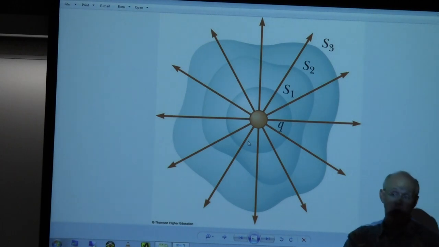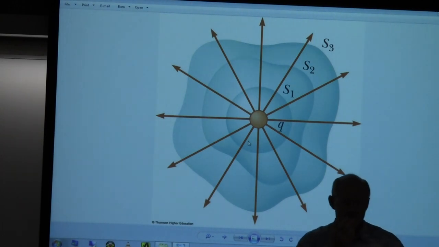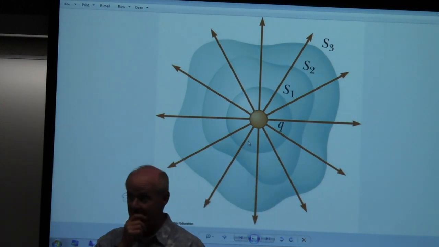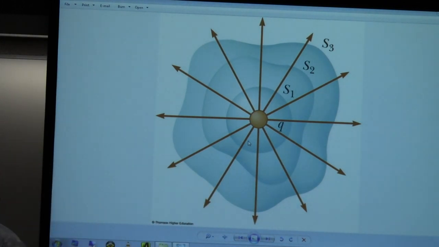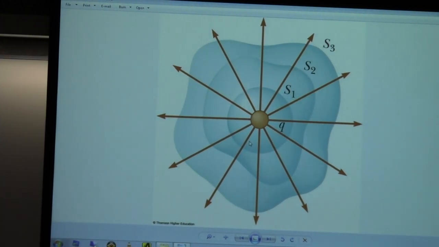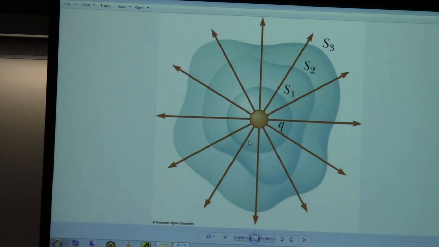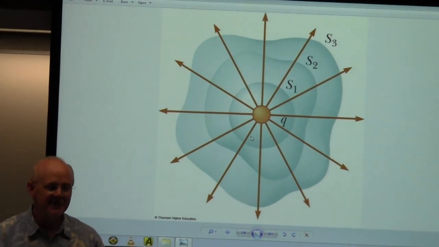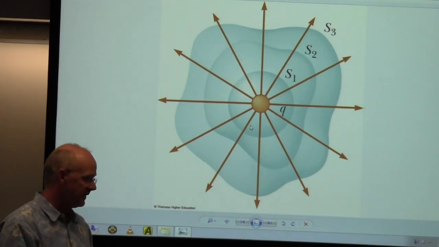Well, I heard somebody say it's a bigger area. Oh, the angles are different. But see, it's the same flux. This is the beauty of the flux, right? Are the angles the same? No. Is the area the same? No. Is the electric field at surface 1 and 2 the same? No. What is the same? The number of electric field lines, the flux. That's what's constant in these surfaces.